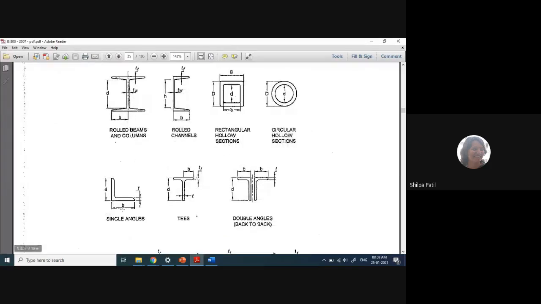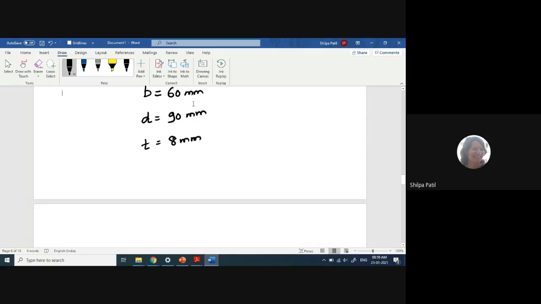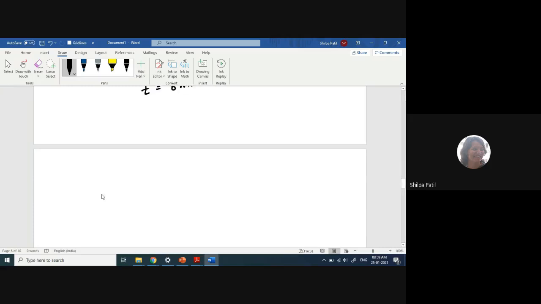So which is my B? Horizontal is B, vertical is D. So let us write down in that fashion only. B is nothing but the horizontal one, so it is 60 mm. D is the vertical one, so it is 90 mm. And T is nothing but the thickness, 8 mm. So just write down these, and then we will go for the axial compression.